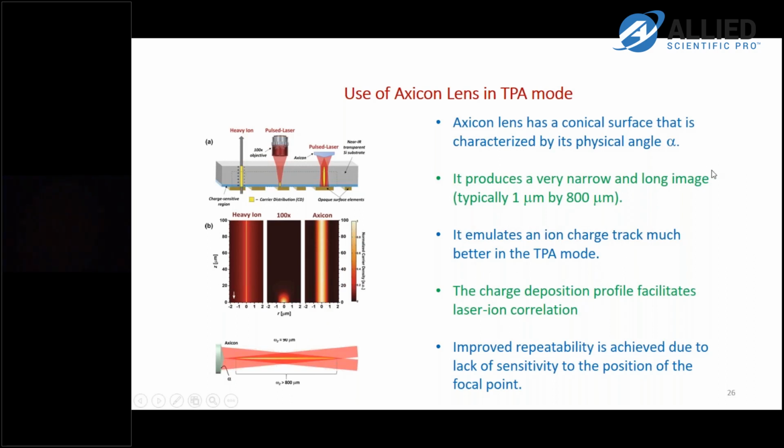It produces a very narrow and long image, typically 1 micron by 800 micron. So what are the advantages of this? It emulates an ion charge track much better in a TPA mode. And also, it's not so sensitive to focusing, because otherwise there's a lot of sensitivity to focusing to get that effect. But because this is so much extended, you could move it up or down, and you will still illuminate that sensitive spot, because this long image would cover that part much more easily than this tiny spot.